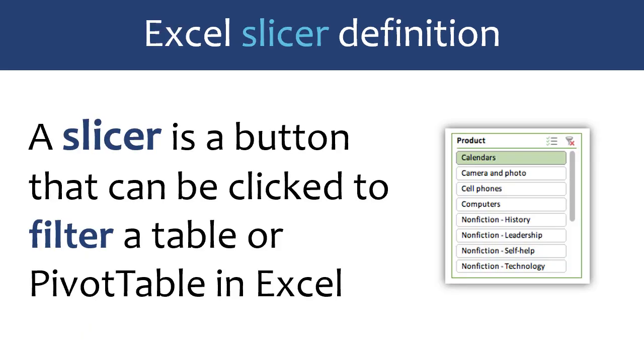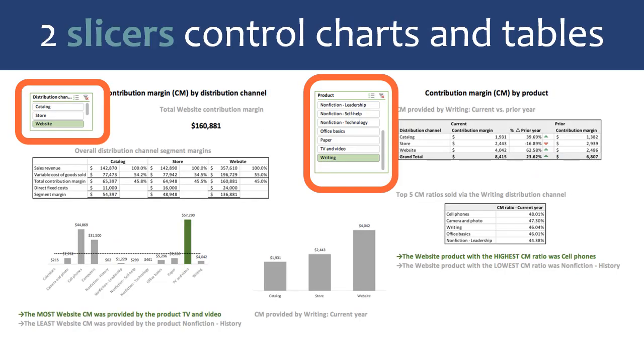Remember that a slicer is a button that can be clicked to filter a table or pivot table in Excel. It also allows you to quickly see what filter criteria are currently being used. In this interactive Excel dashboard, there are 2 slicers to filter the data, one for distribution channel and one for product.